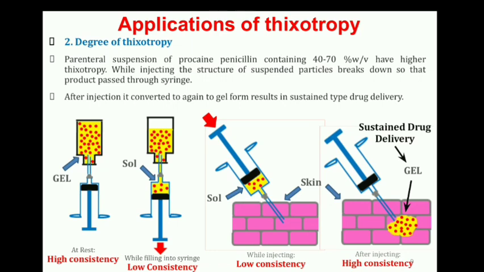Okay, so when this procaine penicillin is injected intramuscularly, and after that it reverts back to gel, the consistency again increases, and due to the increase in consistency, the slow release of the procaine penicillin will occur. Without incorporation of any ingredient, without modification of your formulation, we can achieve sustained drug delivery. This is the second application of thixotropy. So after the injection, it is converted again to the gel form, resulting in sustained drug delivery. So after injection, high consistency. This is your second application and a very important application.